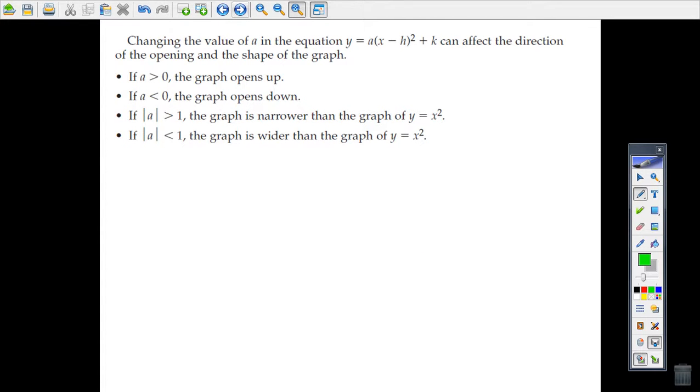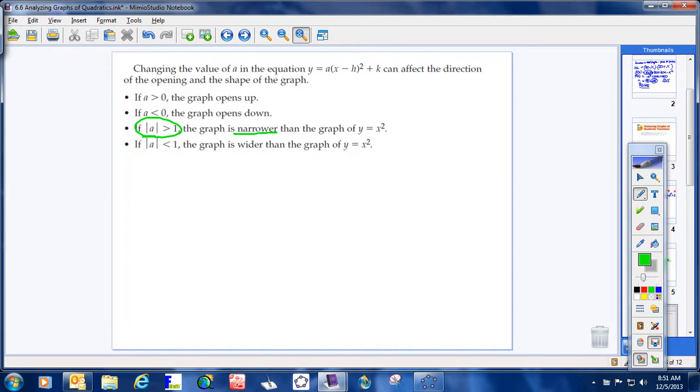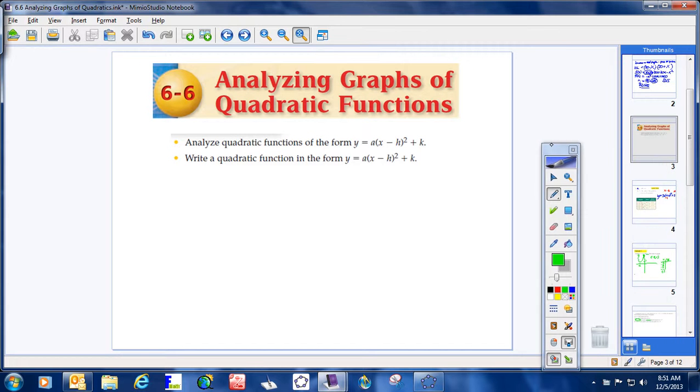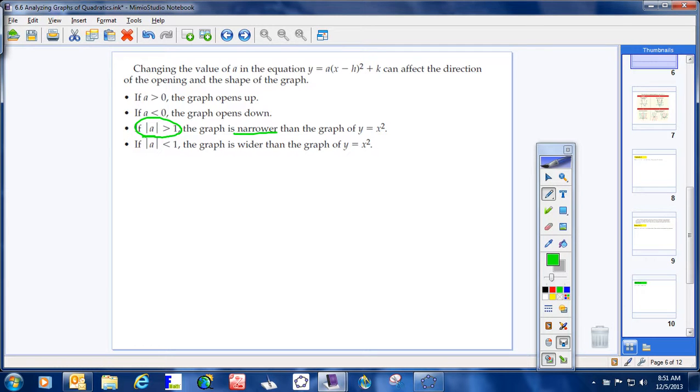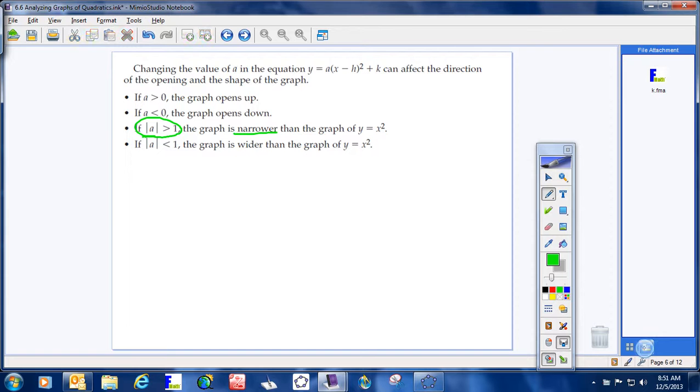We've talked about this already, but now it's official. The value of a tells you whether or not the parabola opens upwards or downwards, and it also tells you whether the graph is narrower or wider. And we talked about how when the value for a gets larger, the graph is narrower. And you could probably remember too that when we discussed this, we also said the reason why that works.